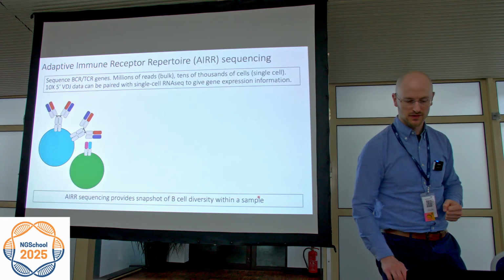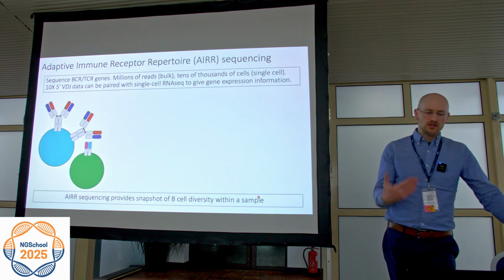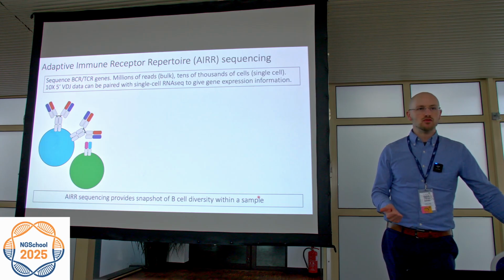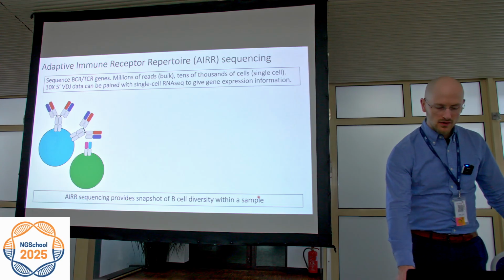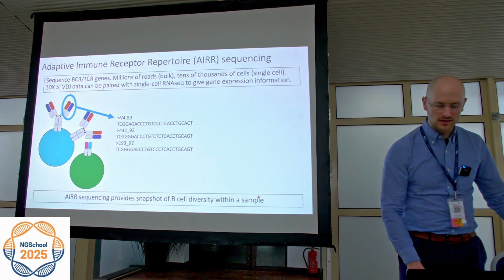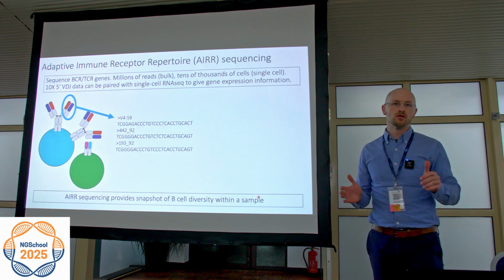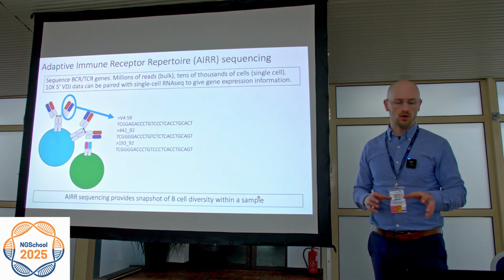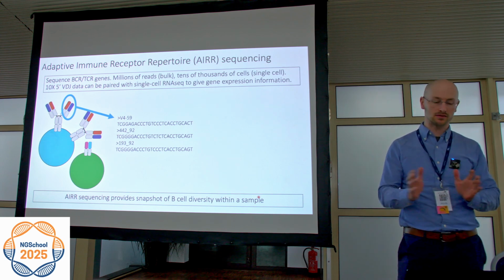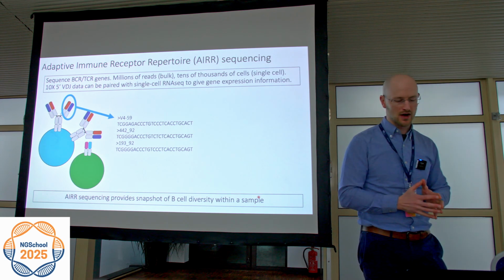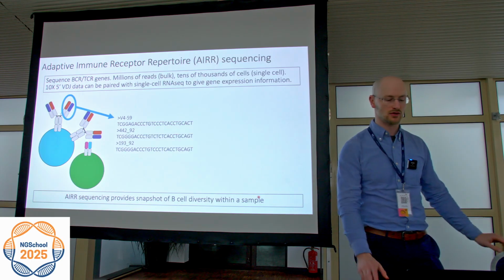in model organisms. So the kind of data that we use to study immune receptors is called adaptive immune receptor repertoire sequencing, or AIR sequencing. In this, we sequence the BCR and TCR genes. This can give us millions of sequencing reads for bulk BCR approaches or tens of thousands of single cells for single cell sequencing. At least that's the current technology. It wouldn't surprise me if in the future we're able to go an order of magnitude higher.